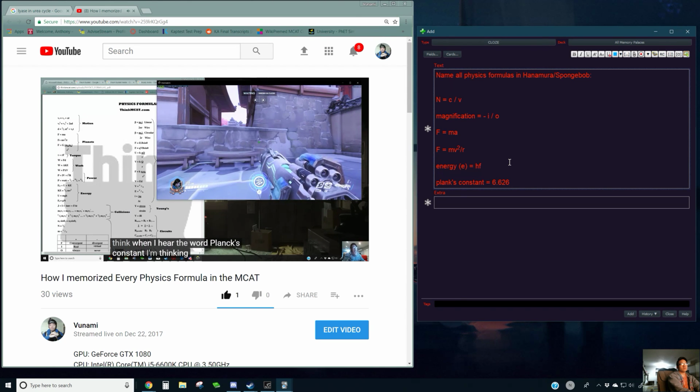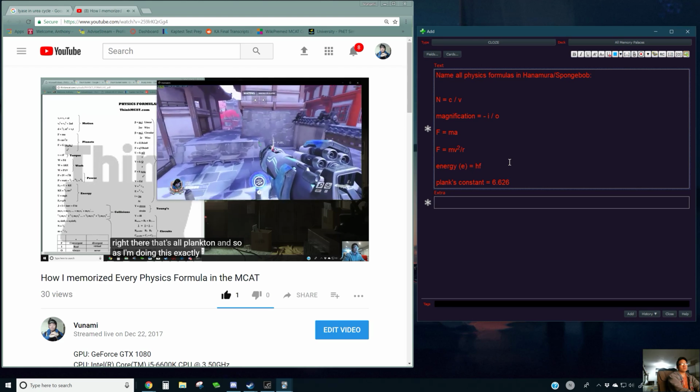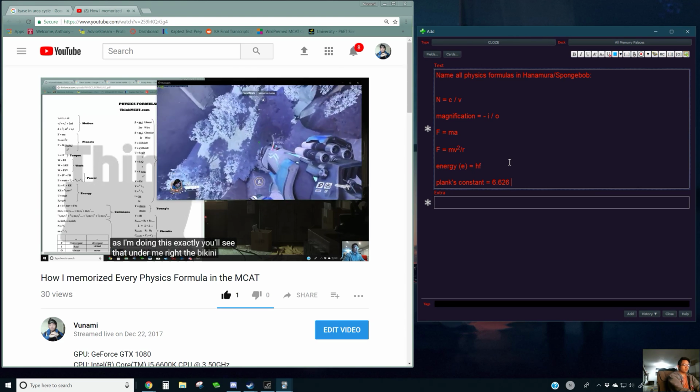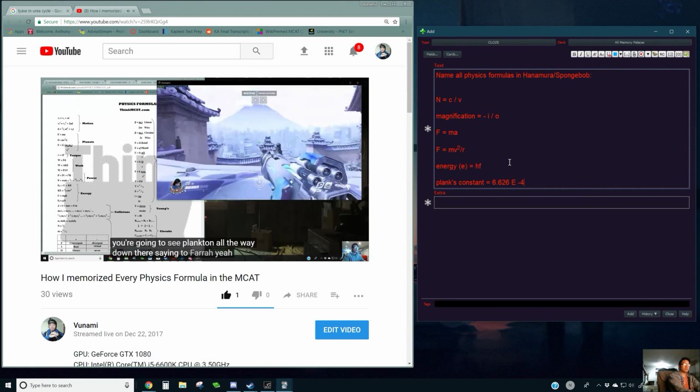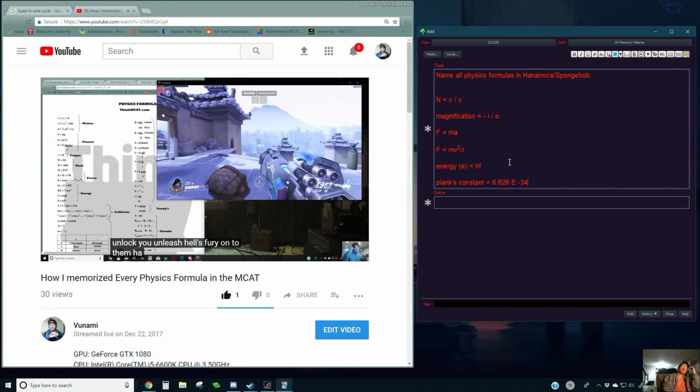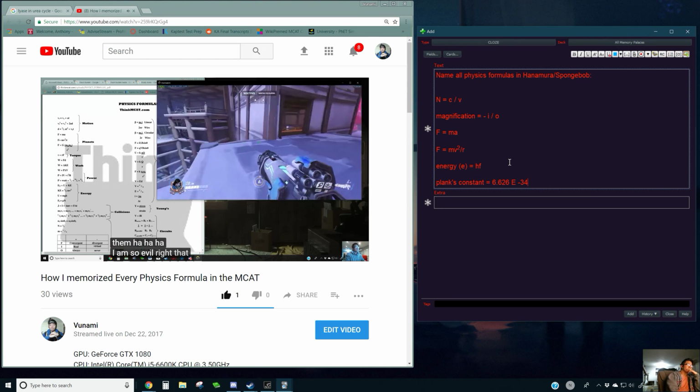And when I hear the word Planck's constant, I'm thinking, that's Plankton right there, that's all Plankton. And so, as I'm doing this exactly, you'll see that under me, the Bikini Bottom, you're going to see Plankton all the way down there saying to Vera, yeah, you unleashed Hell's Fury onto them. I am so evil, right? That's a terrible laugh, by the way.